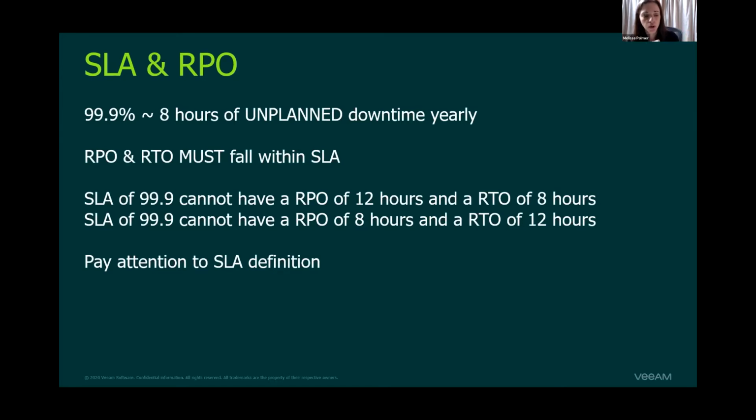And again, really pay attention to that SLA definition. Maybe it's just 4 hours of maintenance a month. Maybe it doesn't come into effect on weekends, holidays, etc. Anytime you're signing anything with an SLA, pay attention to the definition. I have seen many, many people get burned by not paying attention to that.